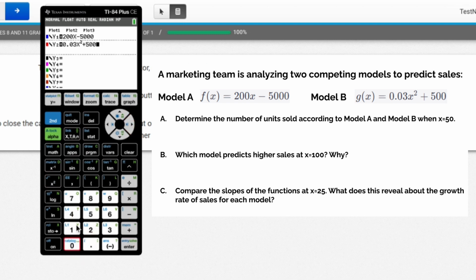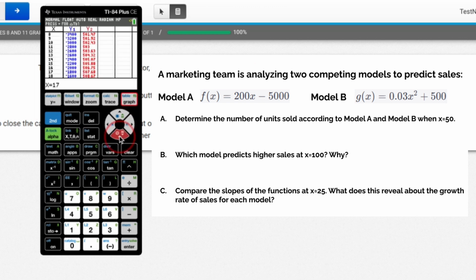All right. Determine the number of units sold according to model A and model B when X equals 50. So I'm going to do this. Rather than typing out second trace, go to value, I'm going to go to my table. So second table, and I'm going to hit down for a few seconds until I hit 50 right there. So at 50, I get a whopping 5,000 for y sub 1. So that tells us that model A is going to be 5,000, and model B, which is going to be y sub 2, is going to be 575 on the dot.